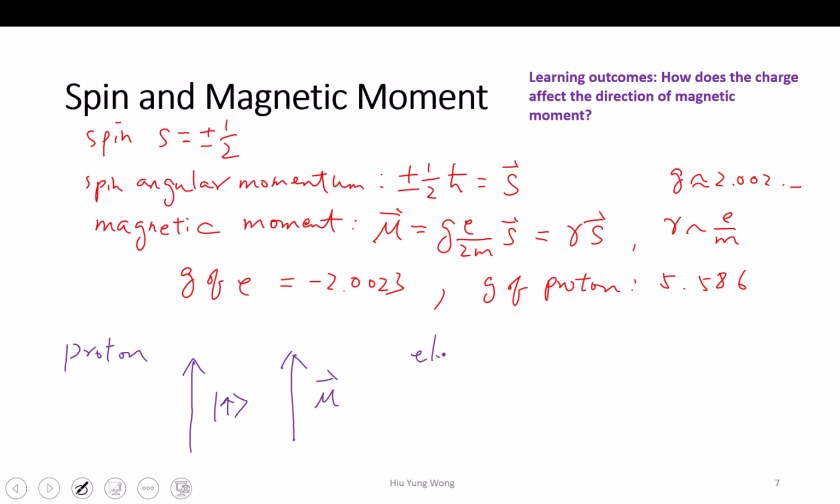But what if it is an electron? If it is spinning up, we say the electron is spinning up, where is the magnetic moment? Pointing down. Very good. Because it has a negative g, or a negative gyromagnetic ratio.